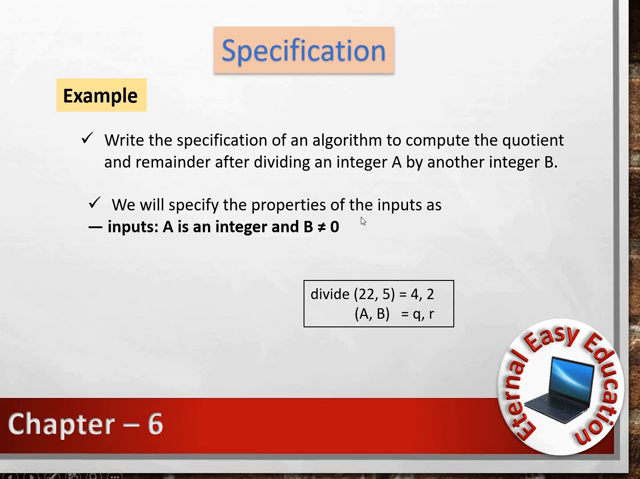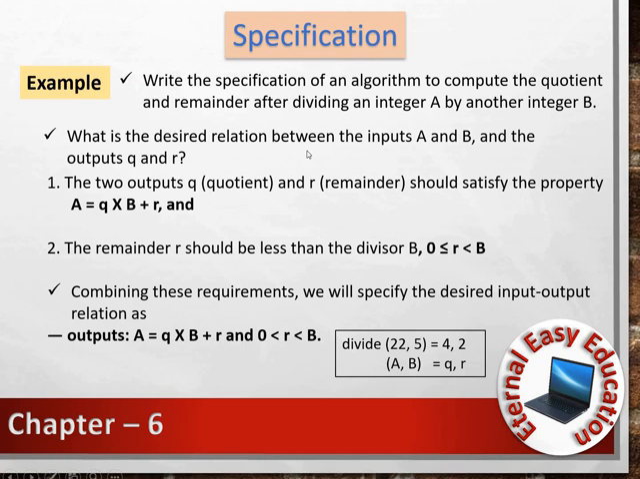Next, we will specify the properties of the input. So we have designed it. How to write it? This line starts with a double slash, or double hyphen, then inputs colon: A is an integer and B slash equal, this represents B not equal to 0.